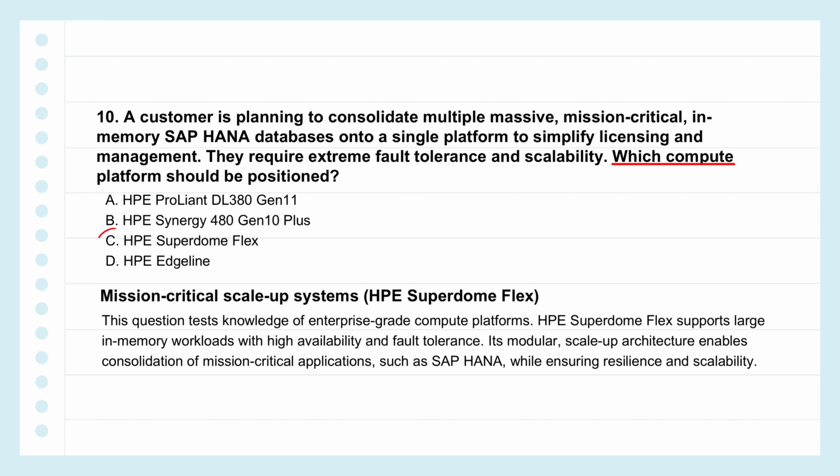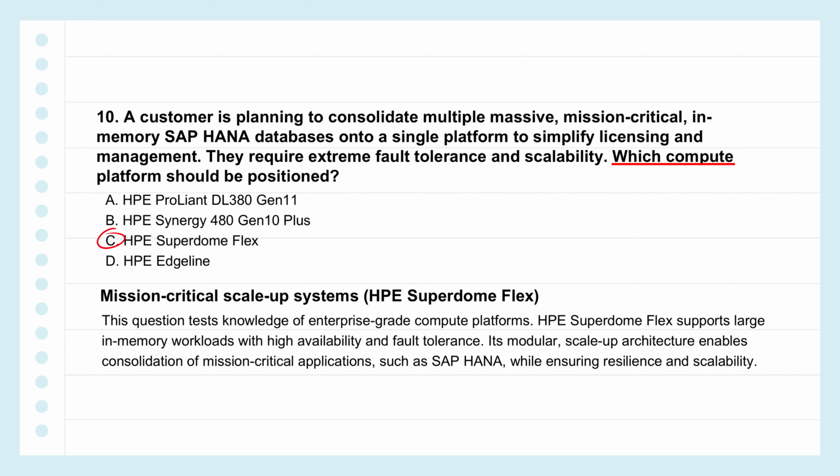Wait, so Superdome Flex essentially acts as one giant continuous brain. Exactly. It uses a unique shared memory architecture that can scale up to an immense number of processors and terabytes of RAM within a single system image. Wow. Furthermore, its fault tolerance is handled at the firmware level. It can isolate failing components before they crash the operating system. Options A, B, and D, ProLiant, Synergy, and Edgeline are fantastic platforms, but they rely on standard dual-socket or quad-socket architectures that fundamentally hit a ceiling. Right. They fall completely short of the massive scale-up resilience required by these specific SAP HANA workloads.